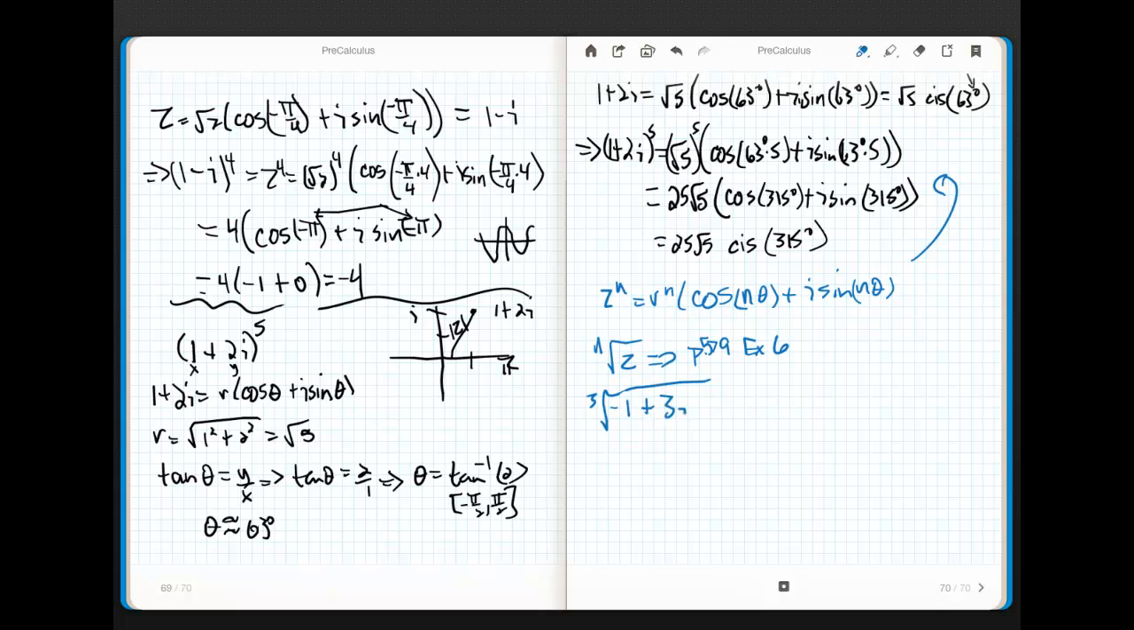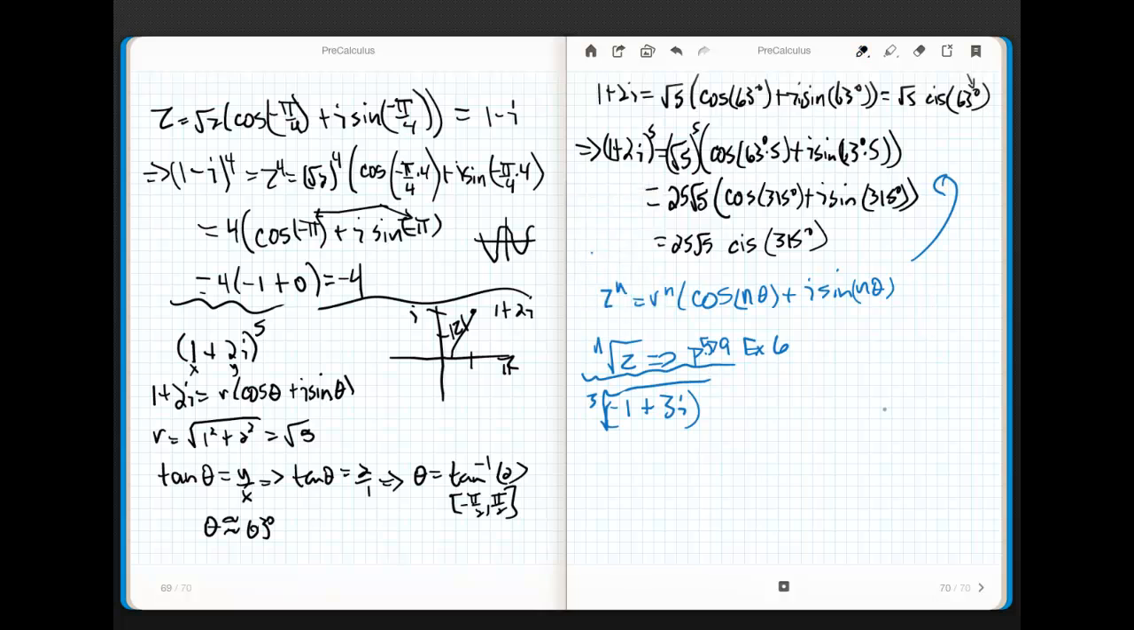plus 3i. Now I don't know what you remember from your algebra, but if I've got a cube root of anything, basically there are 3 solutions. They may all be real solutions, they may all be imaginary solutions, or they may be a combination of both. But what I want to do is figure out the nth root of something. Now, I'm going to give you a formula. We'll revisit this in just a sec.